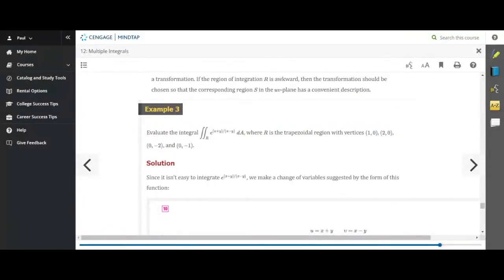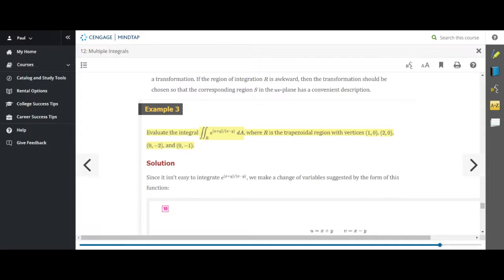In this problem, they want you to evaluate this double integral where the integrand is e to the power x plus y divided by x minus y, where R is the trapezoidal region. That's your region R. There's no way you can get the antiderivative, whether you're doing dx dy or dy dx. You're not going to be able to get an antiderivative with that exponential integrand, where you have e to the power x plus y over x minus y.